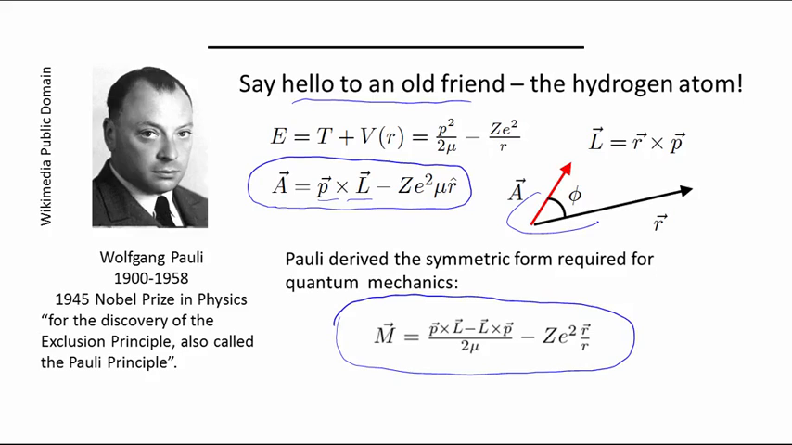Well, the classical definition is asymmetric in P and L, and precocious young scientist Wolfgang Pauli devised a symmetrized form, and he takes the mass out and puts it in a different area. So as you can see, this M vector that Pauli derived is identical up to an overall constant to the Runge-Lenz vector that we derived, but it has a nice symmetric form that is required by quantum mechanics.